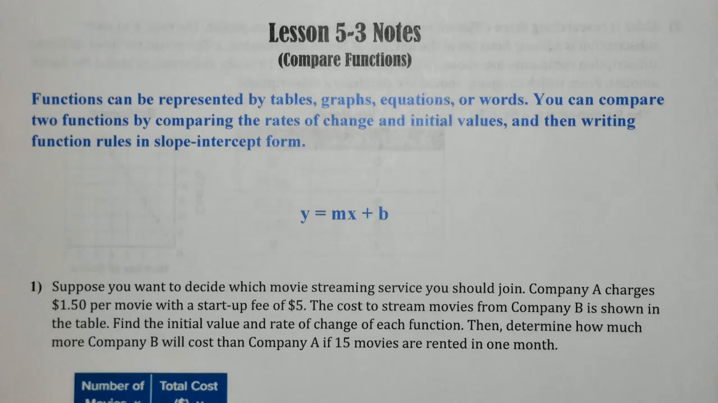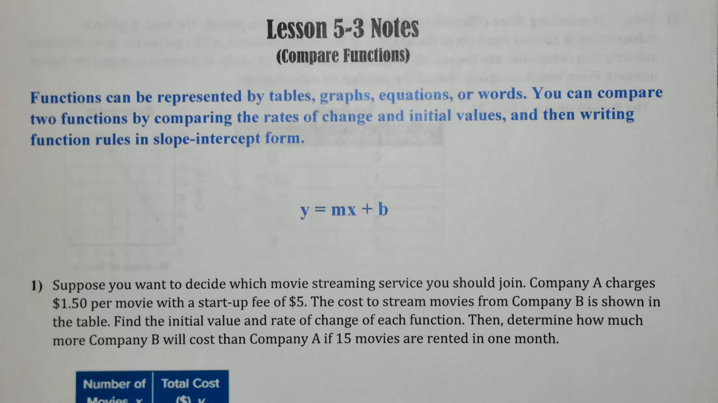You can compare two functions by comparing the rates of change and initial values and then writing function rules in slope-intercept form. So remember, this is slope-intercept form: y equals mx plus b. Y represents our output, m represents our slope, x represents our input, and b represents our y-intercept. That's not new information, but here's what we are going to change.